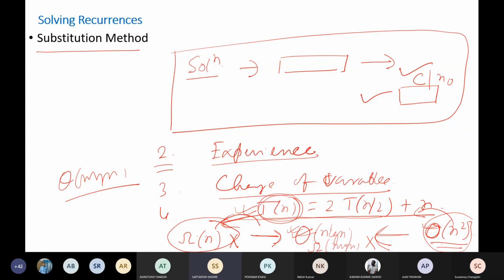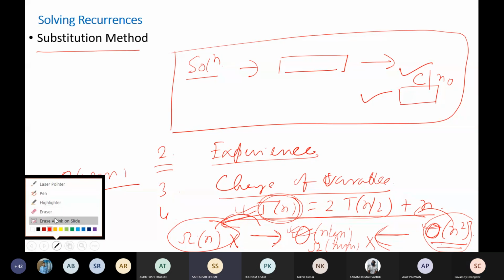Let us consider the solution of this equation to be n. So let us consider for once: T(n) equals 2T(n/2) + n. If we consider it to be, let's say, T(n) equals n, either big O of n or omega of n. Let's say big O of n.